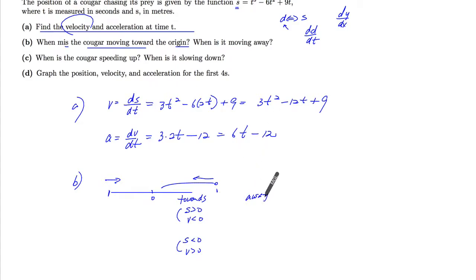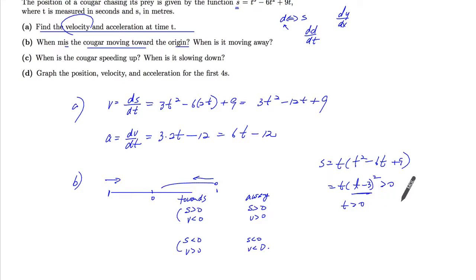For away, it's backwards, right? So if the position is positive, so to the right here of the origin, then the velocity needs to be positive. If it's negative, the velocity needs to be negative as well. Okay, so let's figure out when the position is positive. So let's factor out t, and we get t times (t squared minus 6t plus 9). Okay, when is it positive? This is always positive or equal to 0. So it's positive when t is positive, right? And when t is negative, the position is going to be negative.